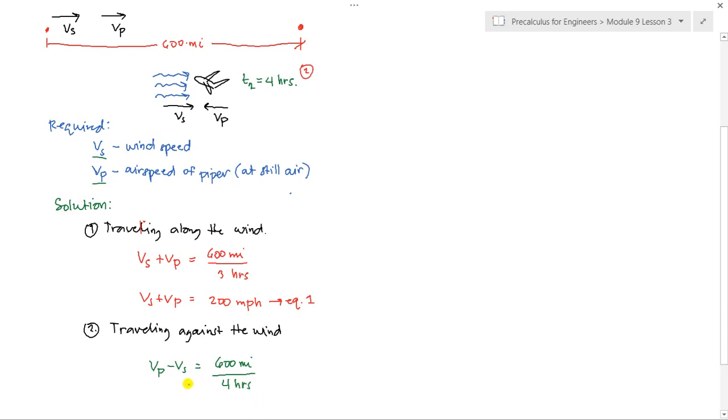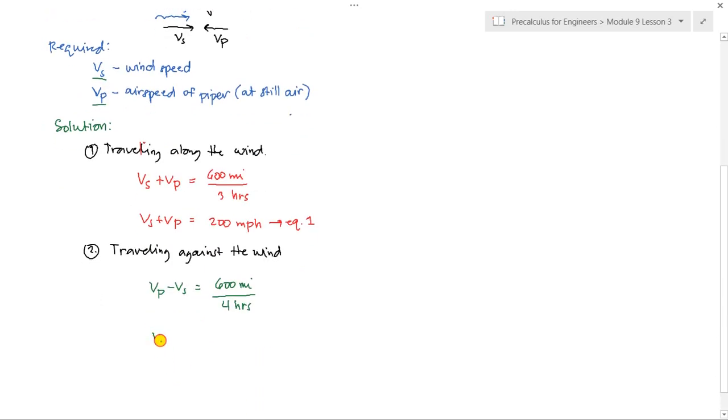So here simplifying, so we now have vp minus vs is equal to 600 divided by 4, so we have 150, that is 150 miles per hour. So we now have our equation 2. So we have equation 1 and equation 2, so we're good to go. We can now solve the unknowns.